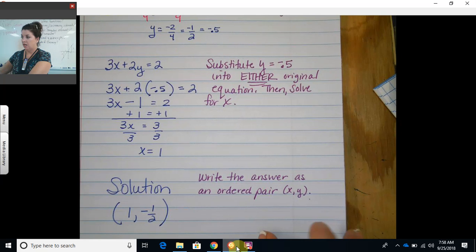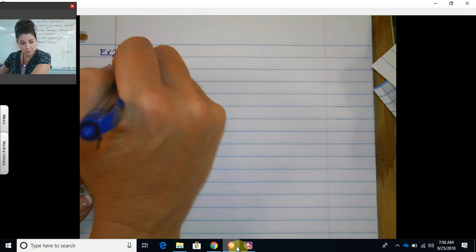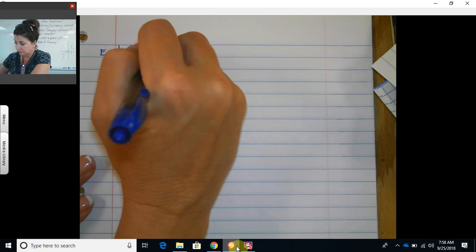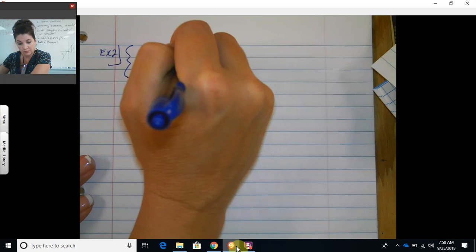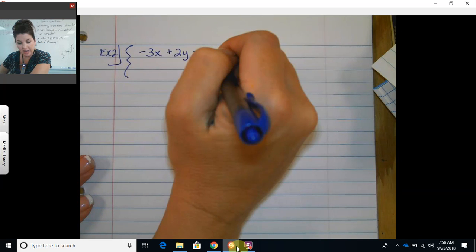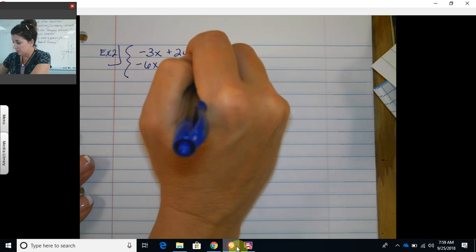All right, example 2. We're still going to solve using elimination. So my system is -3x plus 2y equals -6. And then I have -6x plus 8y equals -12.